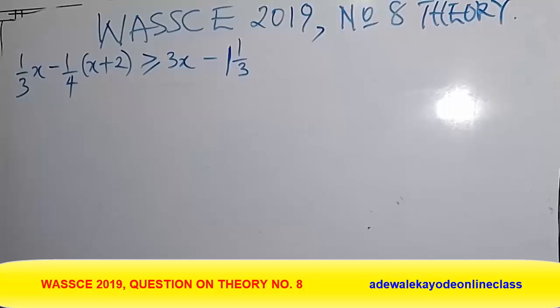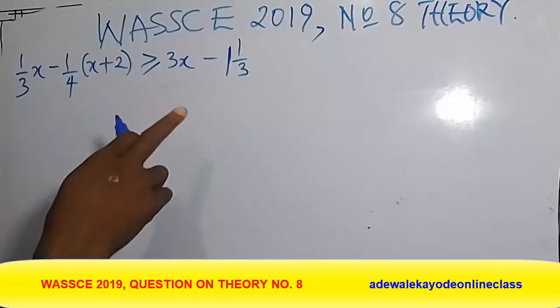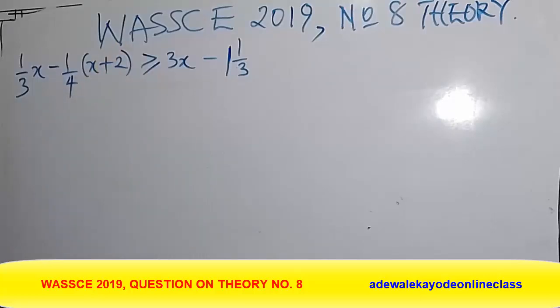Let's see this question from WASSCE 2019, number 8, a theory question on inequality. We have 1 over 3x minus 1 over 4 into (x + 2) is greater than or equal to 3x minus 1 whole number 1 over 3. So what do you do? How do we solve this?